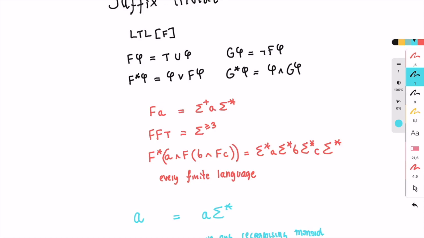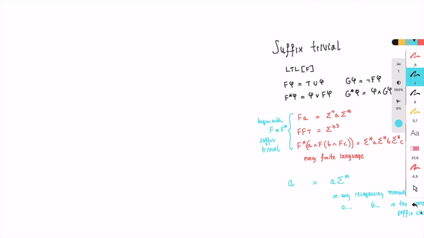And in fact, if you look at all of these languages here, the formulas begin with F or F star, and therefore they're going to describe suffix trivial monoids. If you look at these languages, all of them are recognized by suffix trivial monoids. So now we're ready to give the main theorem about suffix trivial monoids, which is the following theorem. The following conditions are equivalent for a language.